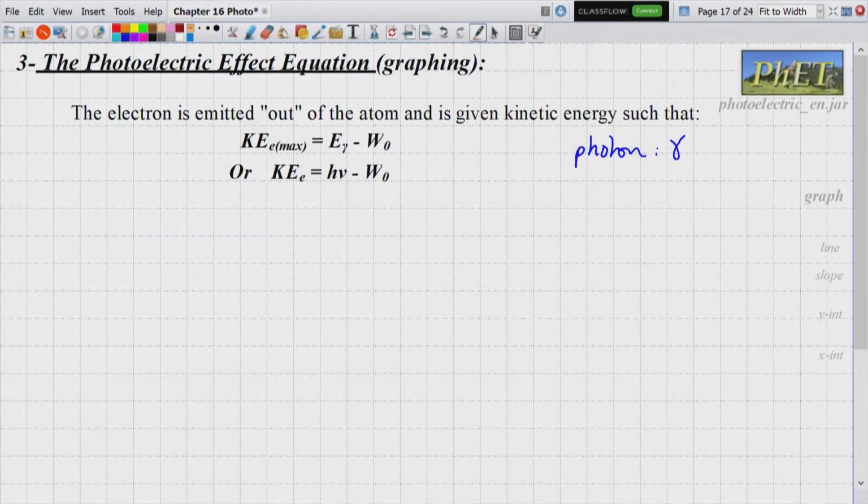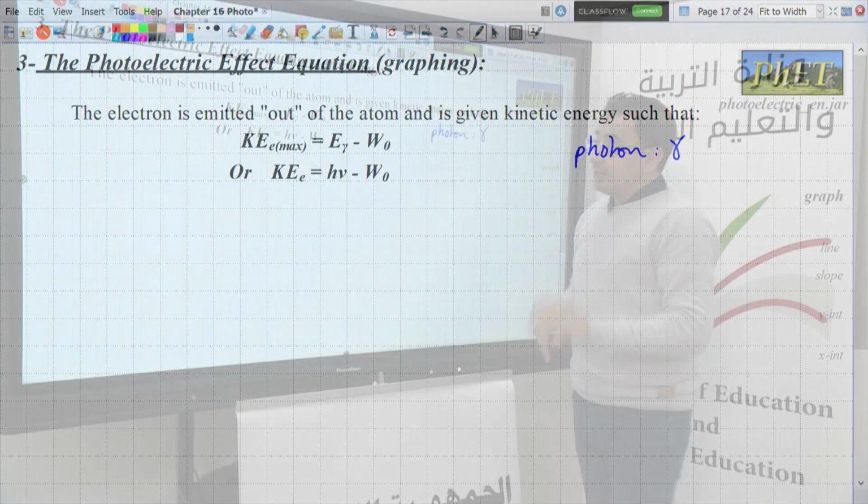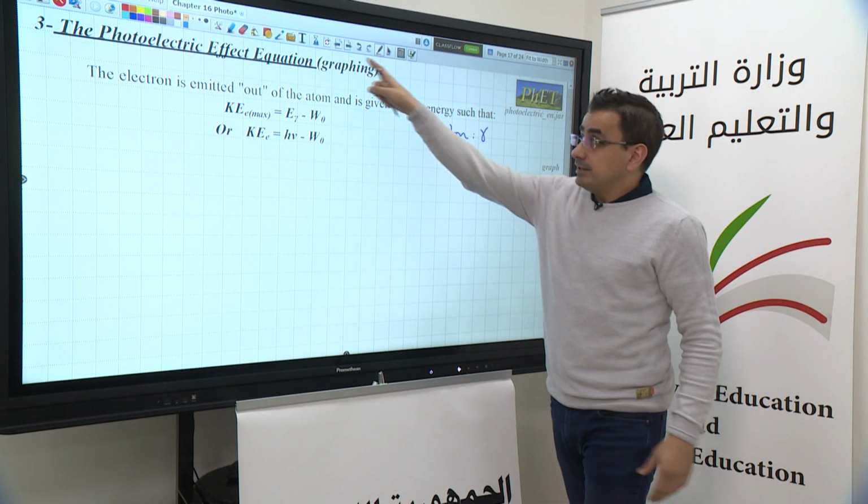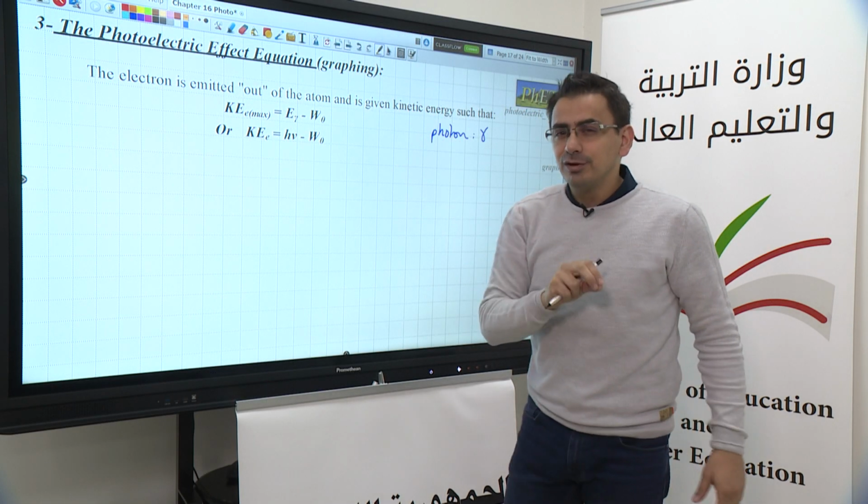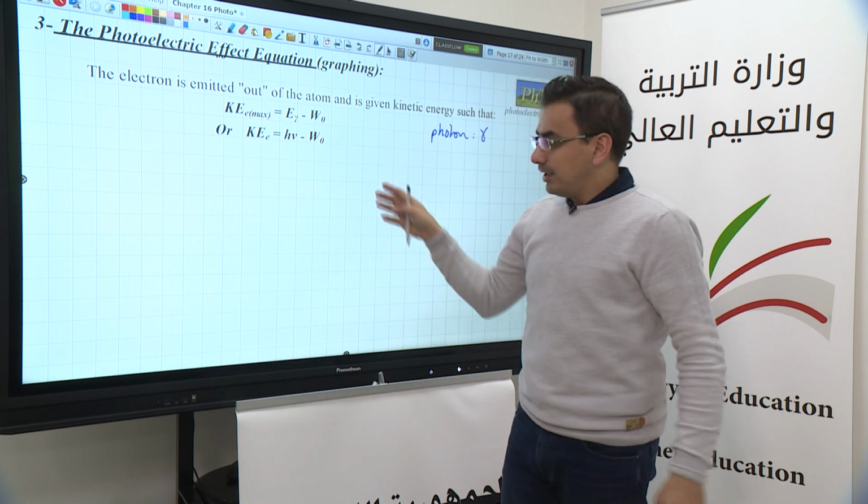That's why when we write the rule here, we just rely on the kinetic energy maximum of the fastest electrons present. No need to worry about it once again. We just need to know that the equation talks about kinetic energy max.